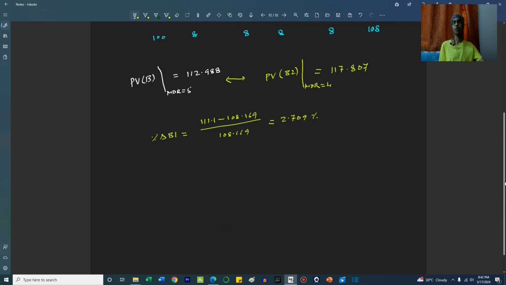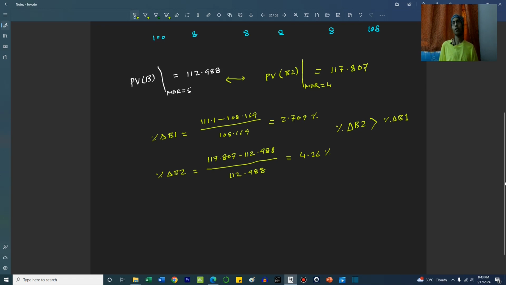And the percentage price change for bond B2, let's find out. It will be 117.807 minus 112.988 divided by the initial value, which is 112.988. This turns out to be 4.26%. So you can see here also, friends, there is one phenomenon happening. Percentage price change for B2 is greater than percentage price change for B1.